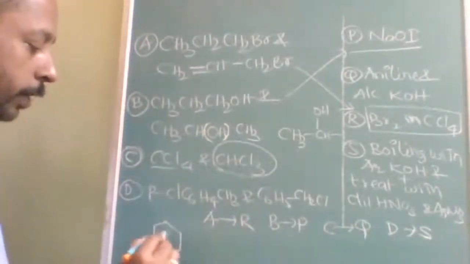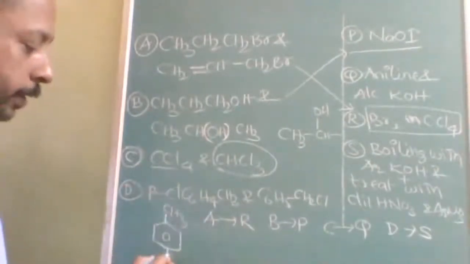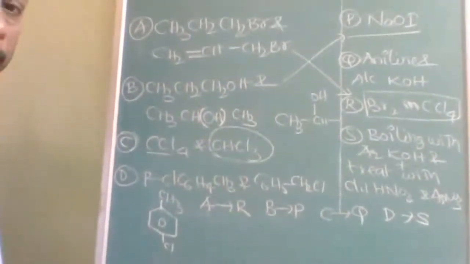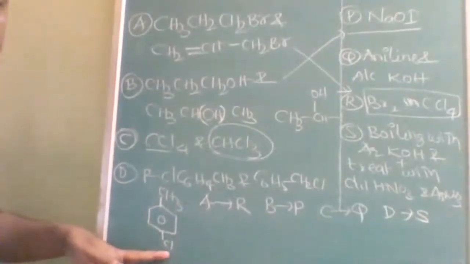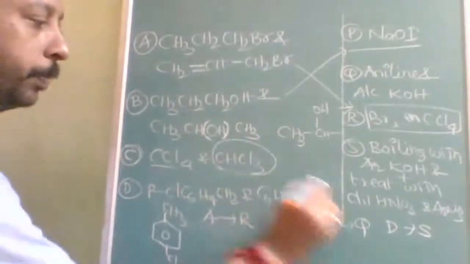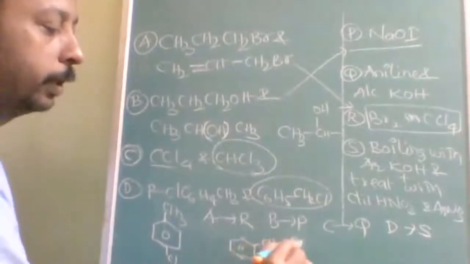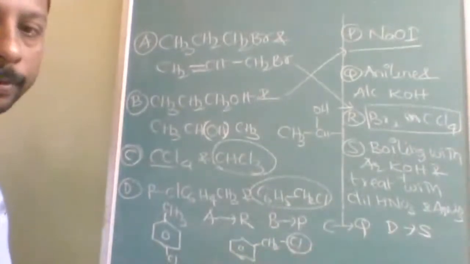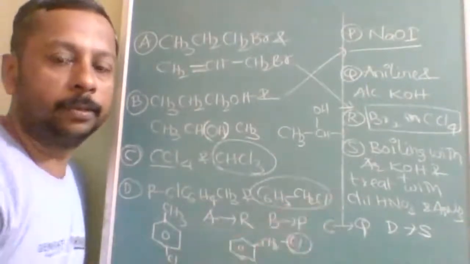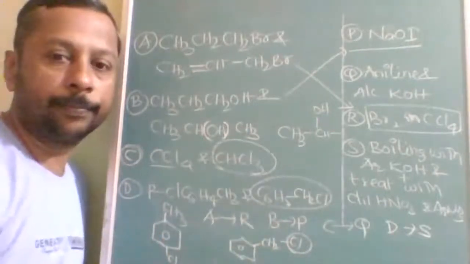Whenever chlorine is on the benzene ring, it possesses partial double bond character, so it will not react. This will not react. Why? Because of the partial double bond character. But in this product, chlorine is on the CH2Cl, so it can be easily lost. Therefore, yes, S will work out with this. So D answer will be S.